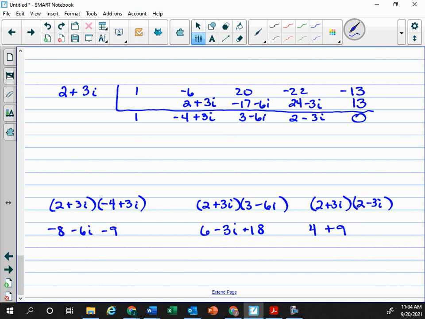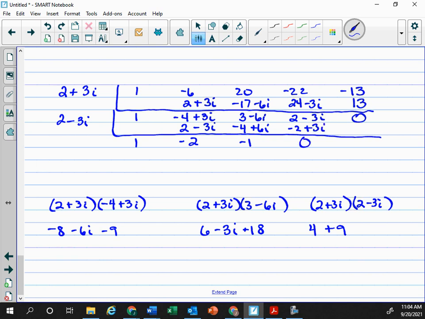But we have the conjugate to divide by as well. So now I'm going to do 2 minus 3i. So I'll bring down my 1 and I'll multiply. Nice, I can add together and I get -2. Multiply. And that would be -4 plus 6i. Lovely. -2 plus 3i.